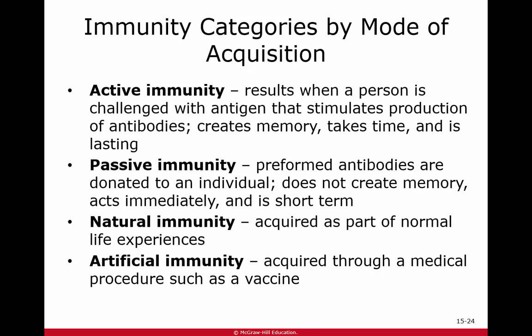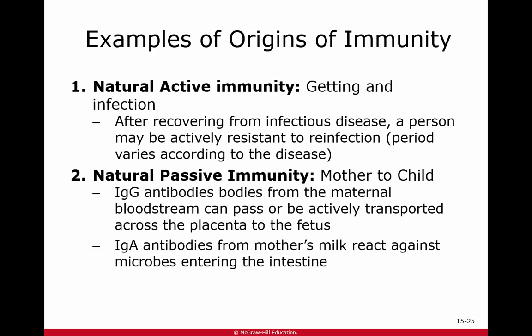Natural immunity is just acquired by your normal life experiences, but not through medical intervention. And artificial immunity is when you have a vaccine that provides you with immunity. Natural active immunity: you get this infectious disease, and after that you're resistant to reinfections. Natural passive immunity is passed from mother to child, across the placenta to the fetus, and then through the mother's milk also.